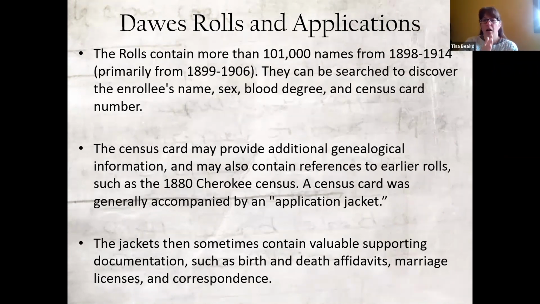The census card cover sometimes has more information on it than the Dawes roll application itself. That would be when they wrapped up the packet to fold it away. If somebody had changed their status or was born or died, they would write it right on the application jacket. So they're not always digitized. Sometimes you might want to request it from the National Archives, because Fold3 might not have digitized it.